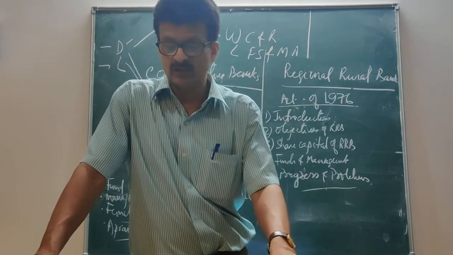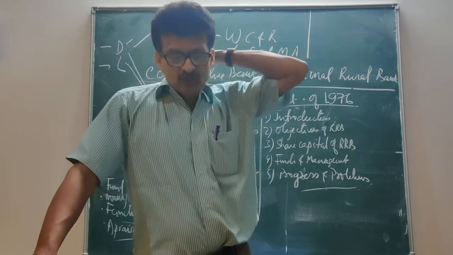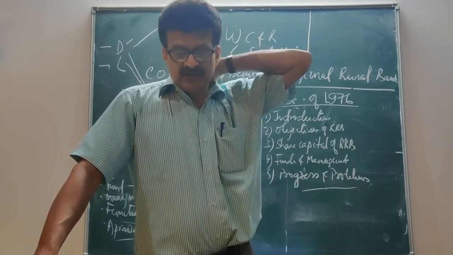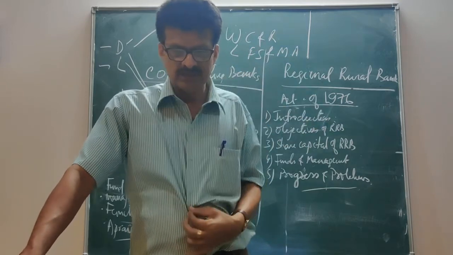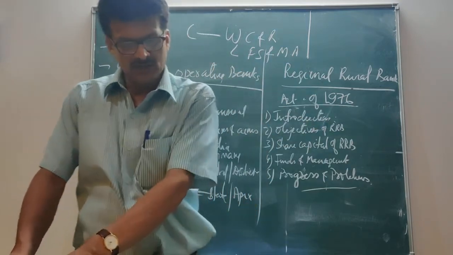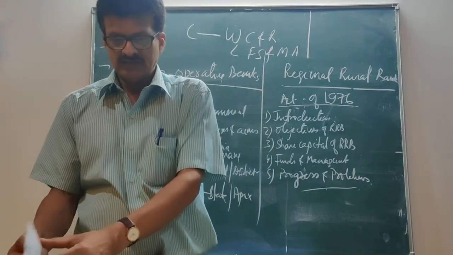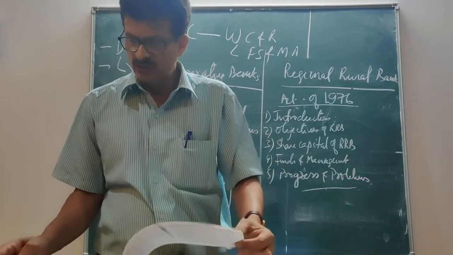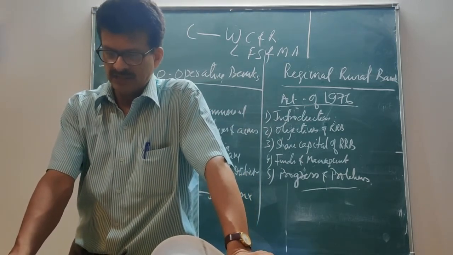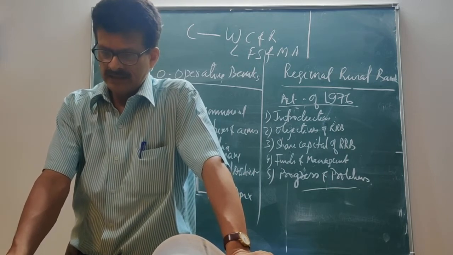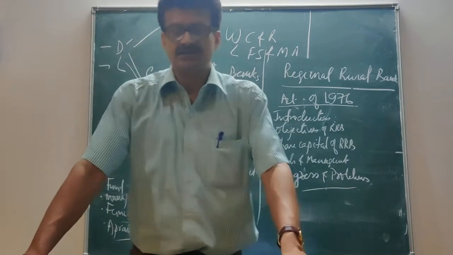As per the Regional Rural Bank Act 1976, the first 5 regional rural banks were established in the year 1975. Those 5 regional rural banks were established almost in the north region, namely in Uttar Pradesh, Bihar, Madhya Pradesh, Andhra Pradesh, and Rajasthan. These are the 5 states where initially they established regional rural banks.